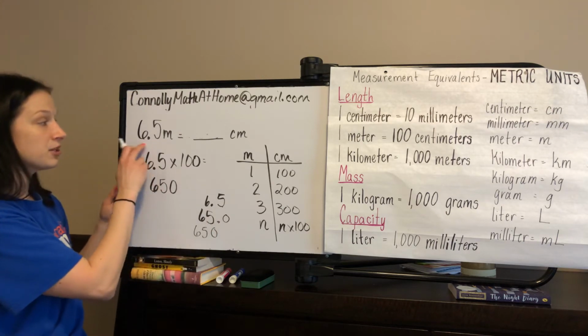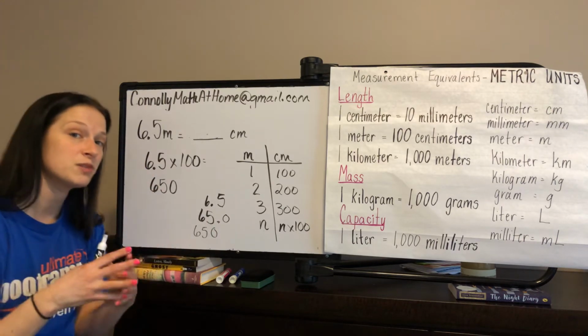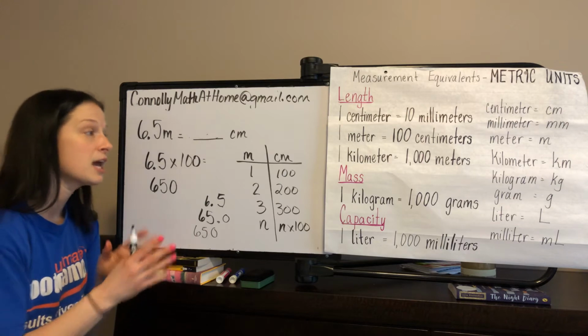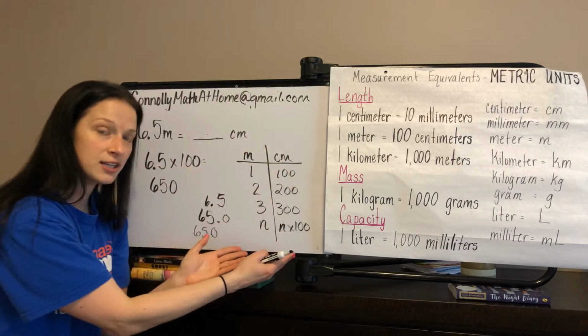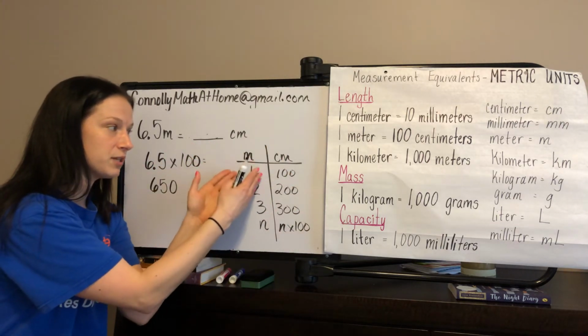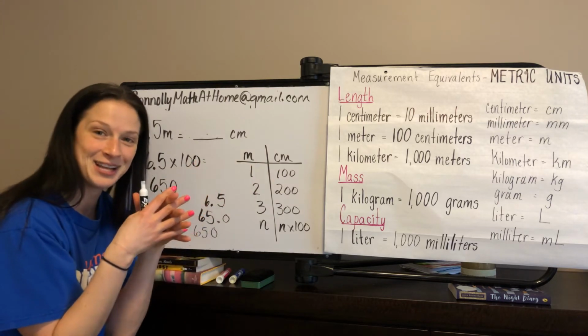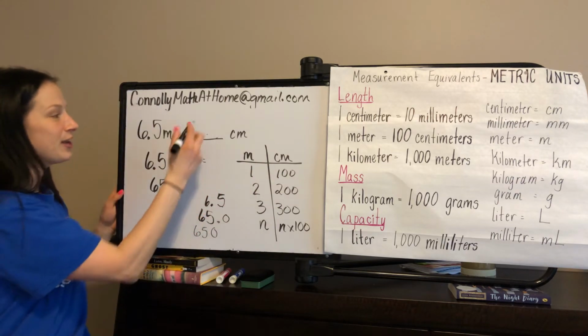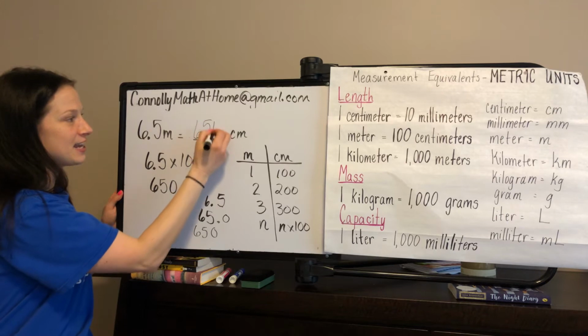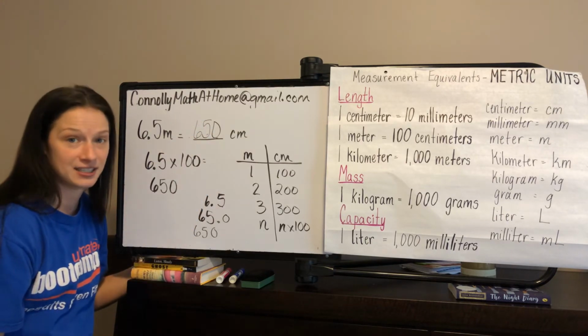So something you're going to have to think about is making that connection between what you learned about multiplying decimals, and bringing in your knowledge of what's happening when you're converting from meters to centimeters, and bringing them all together, and that's why math is so fun. So 6.5 meters is the same as 650 centimeters.